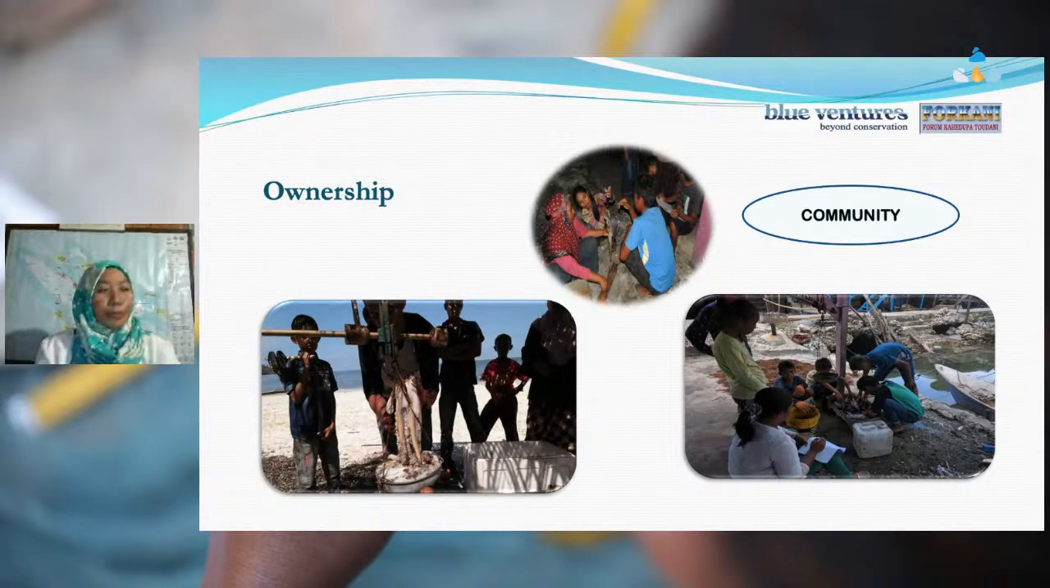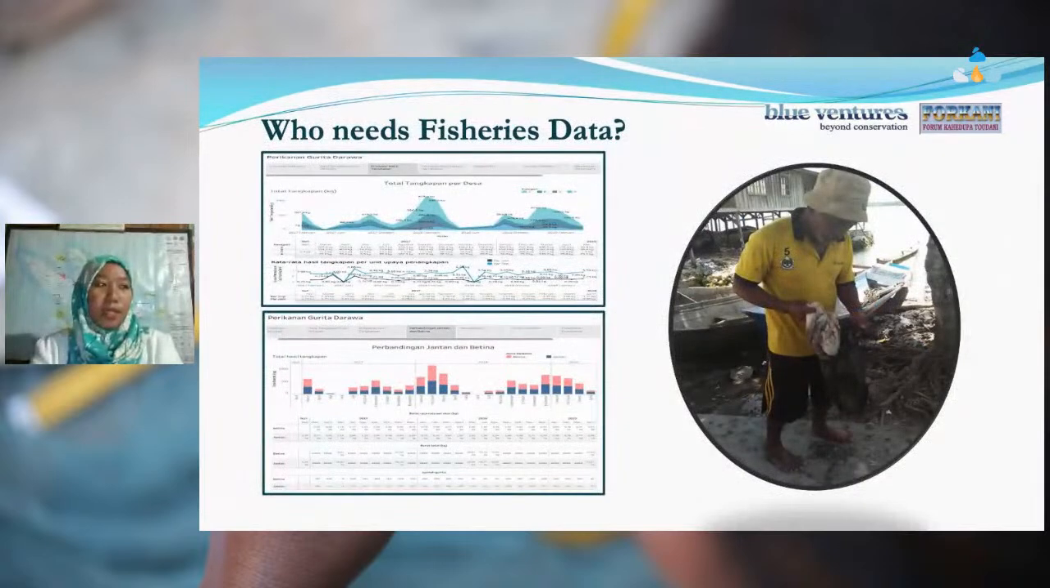And then, the next step is who needs the data. We just thought that everyone in the community needs the data. Like, let's say the buyers, they need the data to manage their business, how much they need to prepare their budget for buying octopus. Local government needs the data for policy making, and also fishers and other community members. Fishers just need to know how much octopus they got in a season, and how much income they get from this octopus.